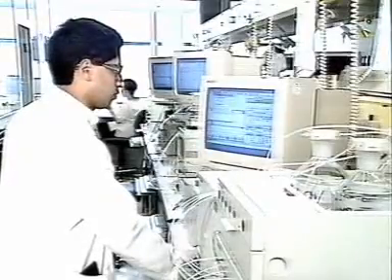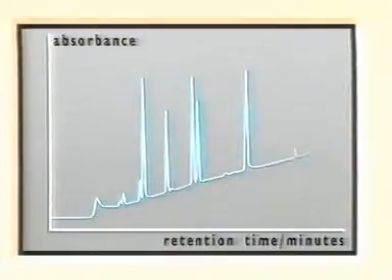A computer controls the operation of the instrument. The computer will also store the data from the run and produce this in the form of a chromatogram.